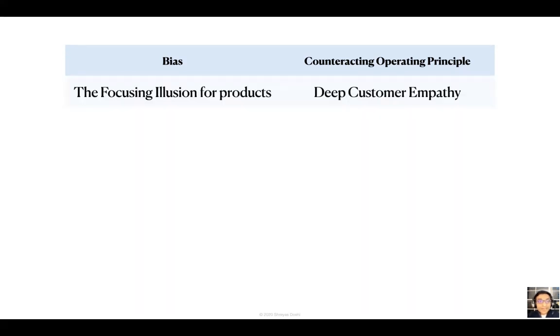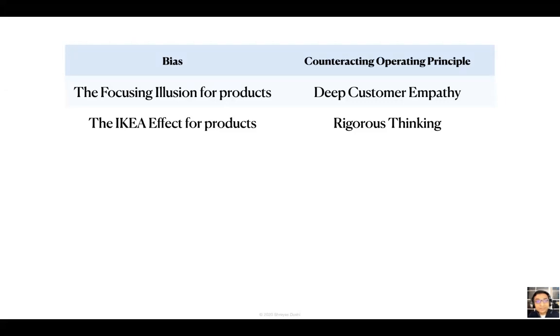So, friends, I'll leave you with perhaps the most important part of my talk today, a view of how each of these biases you saw can be counteracted with an operating principle you can establish. And depending on the scope of your role, you can do this at the level of a single team, a single org, or the entire company. To counteract the focusing illusion, we need deep customer empathy. We need to really understand their biggest problems and work towards solving those big problems. To counteract the IKEA effect, we need a culture of rigorous thinking or reasoning from first principles.